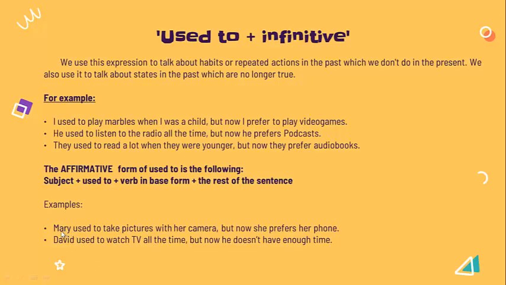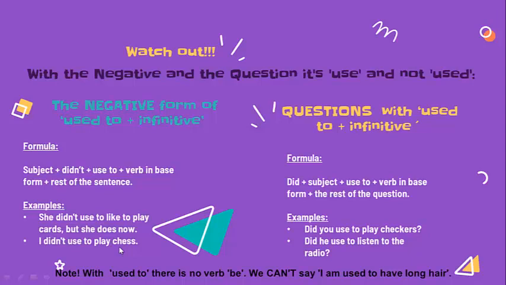Okay? As you can see, we have the subject Mary, then used to, the verb in base form, and the rest of the sentence. The second example, we have the same: David, that is a subject, then used to, and the verb in base form. Watch out! With the negative and the questions, it's use and not used, with the d at the end.